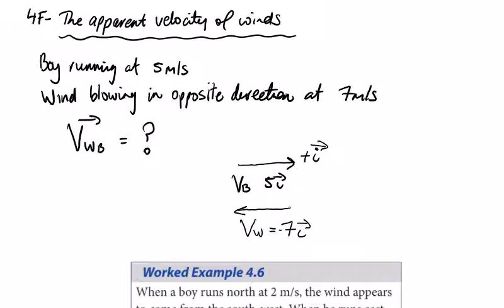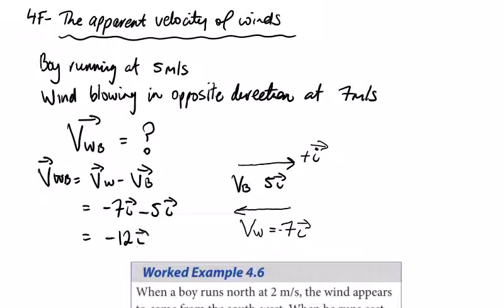So the velocity of the wind relative to the boy, we know from previously, is equal to the velocity of the wind minus the velocity of the boy, which is equal to minus 7i minus 5i, which is going to be equal to minus 12i, and that's in meters per second. So it's kind of counterintuitive. If you're running against the wind, it's not like the wind is carrying you, so 5 plus 7 would be 12. But in this case, it's minus 12i meters per second, the velocity of the wind relative to the boy, not what would seem like 2 meters per second.